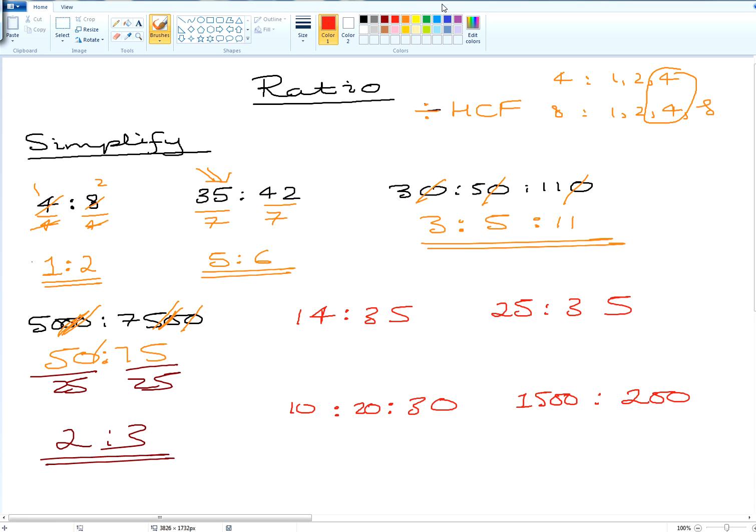Okay, right. Let's go through the answers now. 14 and 35, the highest common factor is? 7. Okay, so that will give you 2. And that will give you 5.